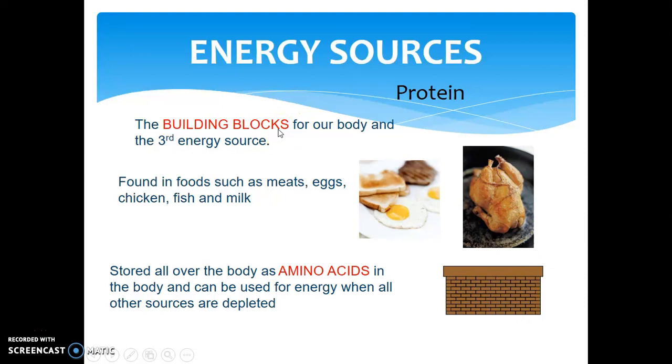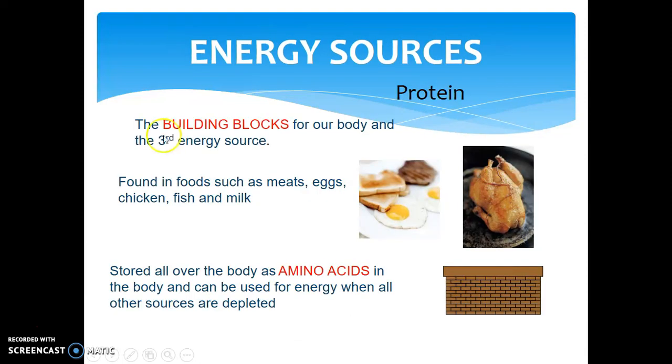So proteins are found in food sources such as meats, eggs, chicken, fish and milk, legumes, tofu, all these other things as well. Stored all over the body as amino acids, so we consume protein as a food source and our body breaks it down as amino acids. Now these are stored in the body and they play different roles depending on which amino acid or which protein you've consumed.